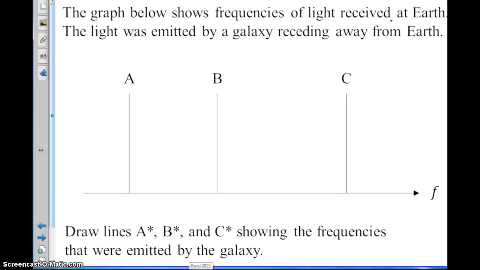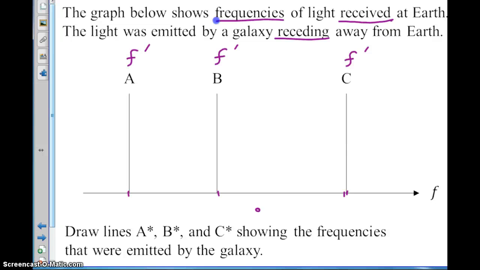Okay, now on to something different. This graph shows frequencies of light that are received at Earth. Where did the light come from? It was emitted by a galaxy receding away. So we're looking at lines A, B, and C, which represent the frequencies that we receive at Earth. Those are the received, or F prime, values. We have to draw lines showing the frequencies that were emitted by the galaxy.